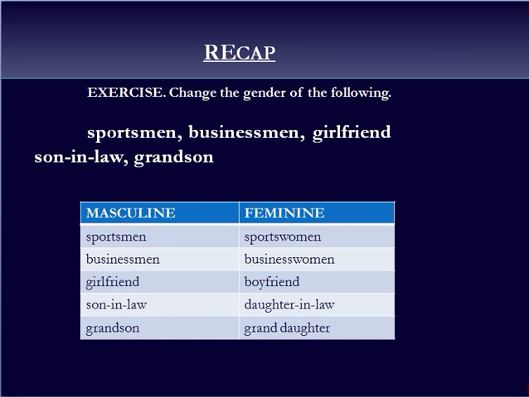Okay, now we have another exercise. Let's strengthen some feminine and masculine genders. Okay, we have to change the gender of these. Sportsman, businessman, girlfriend, son-in-law, and grandson. So these are not difficult. Sportsmen would become sportswomen, businessmen, businesswomen, girlfriend, boyfriend, son-in-law, daughter-in-law, grandson, granddaughter.